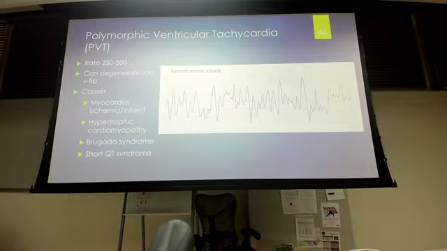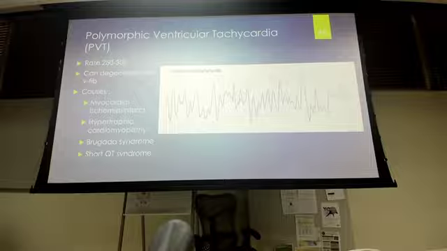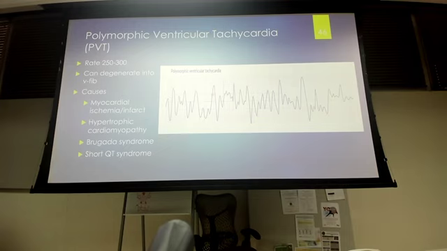Well, here we can definitely see that we have some R waves in here. We don't really see many P waves or T waves, but we definitely see some R waves. This is an R wave, this is an R, this is an R. But it's just twisting on whether the R is up or the R is down. People that have myocardial infarctions, myocardial ischemia, or underlying cardiac disease can go in and out of polymorphic VTAC.